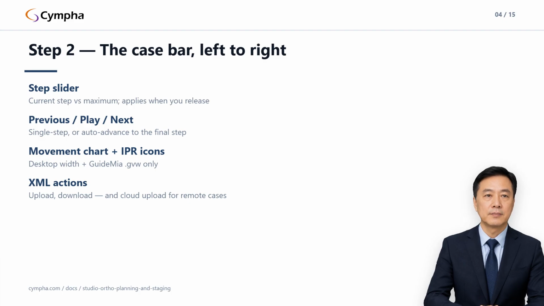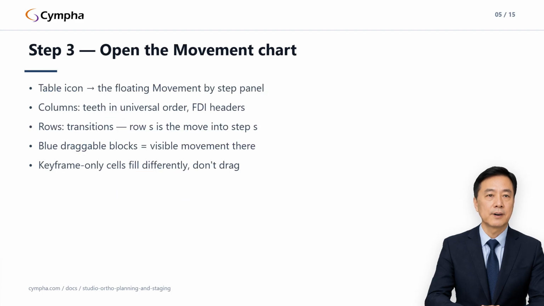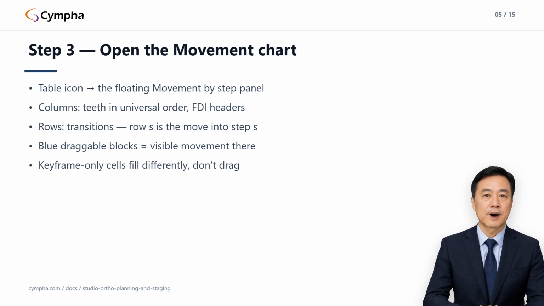Now learn to read the grid, because everything else in this lecture depends on it. Columns are teeth, in universal chart order, with the header row showing FDI numbers. Rows are transition steps, 1 through N, and the subtlety is that row S represents the transition into step S, not the state at step S. The row for the step currently shown in the viewer is highlighted, which keeps you oriented.